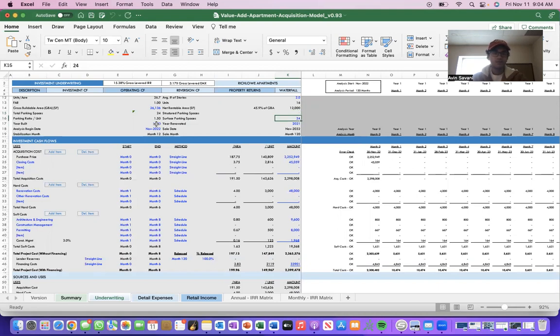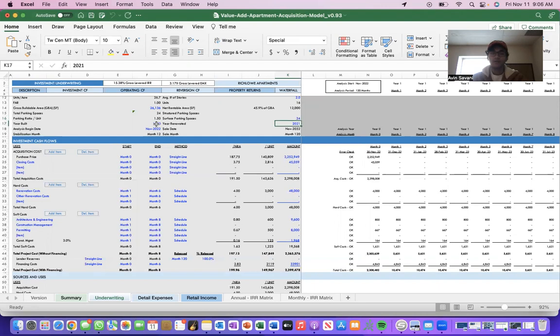The description is really good to verify, just to make sure that it fits your property criteria. What size property are you looking at? Not too much of a high square footage, or are you willing to take on bigger projects, right? So that walks you through there.